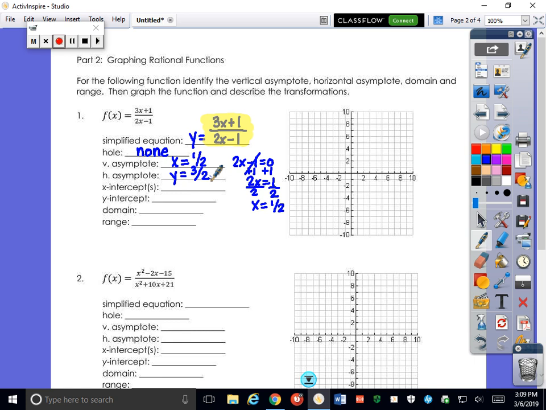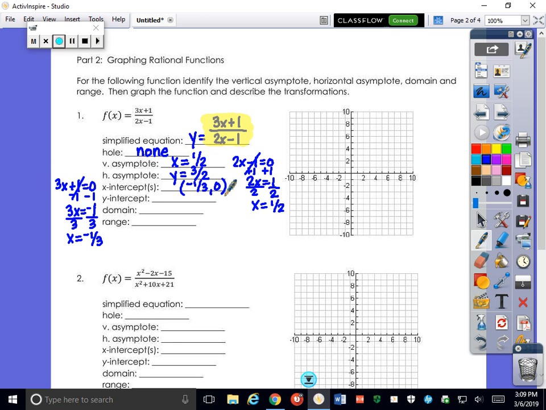The x-intercept, we're going to take the numerator, which is 3x plus 1, and set it equal to 0. So we're going to subtract 1, giving us -1, and then divide by 3. So my x-intercept is going to be at (-1/3, 0). Remember, that's a point, so don't put x equals. You need to put (-1/3, 0).